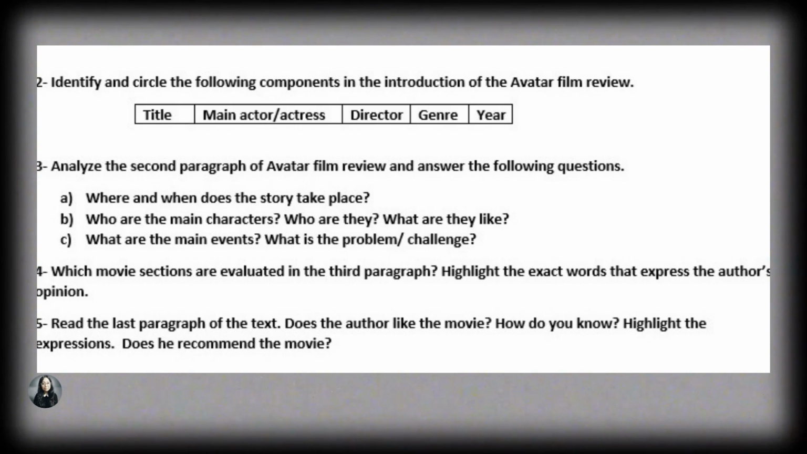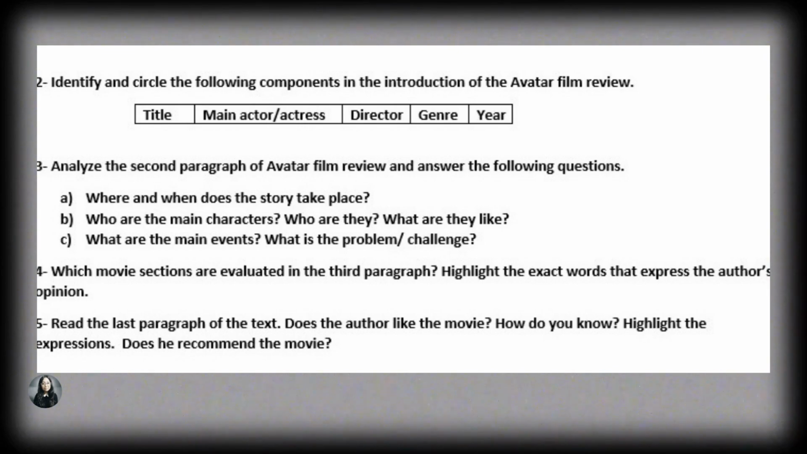In activity 2, students will be asked to circle the parts that an introduction includes, such as name, year, director, film genre, and main actor or actress. In activity 3, students will analyze the second paragraph of the selected film review and will answer questions that will help them to realize which kind of information should be included in this paragraph.